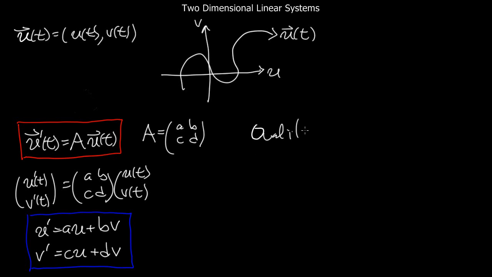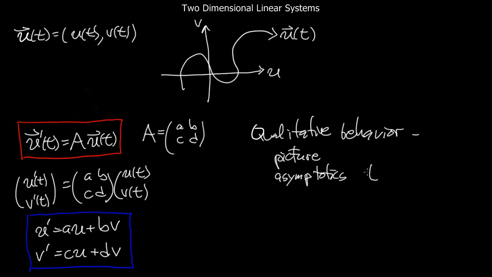And we're going to talk about the sort of qualitative behavior of the solutions of these things. That is to say, draw pictures of what the solutions look like and discuss the asymptotics of the solutions, what happens as t goes to infinity and also t goes to minus infinity. And we're also going to talk about stability of these systems. I'm going to illustrate the notion of stability in each of these examples.